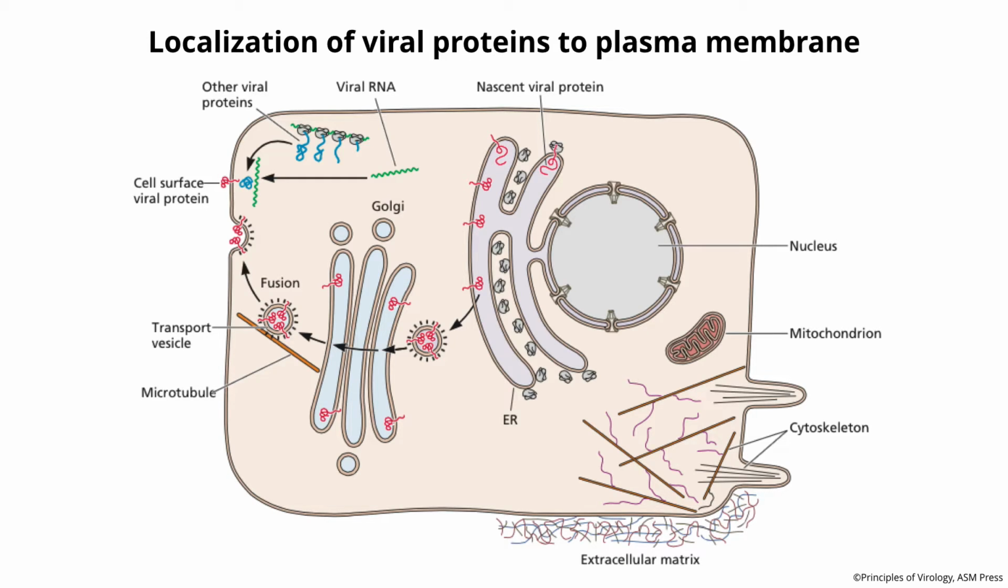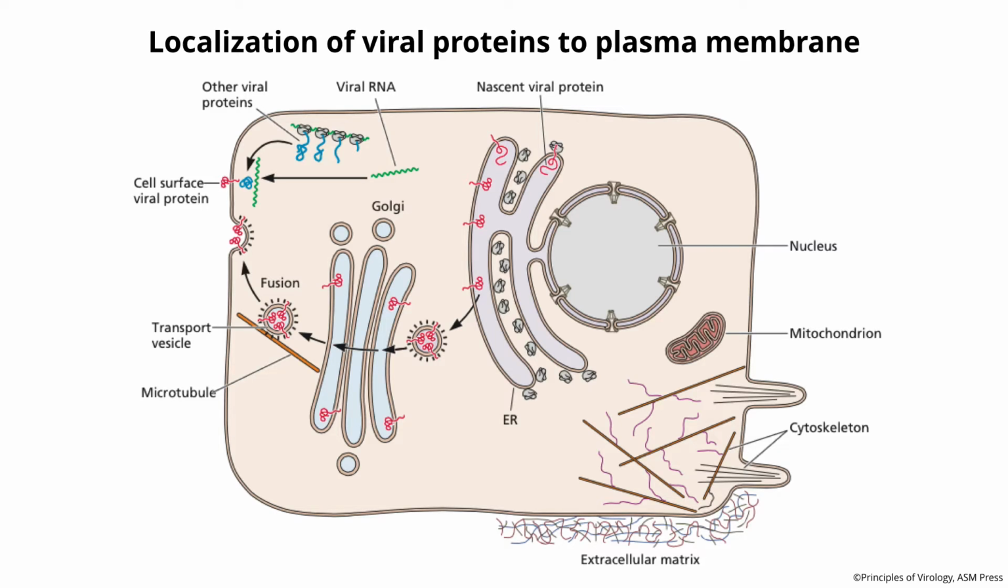So vesicles bud off of the ER containing the glycoprotein. They then fuse through the Golgi stacks, and then finally the last vesicle buds off of the last stack of the Golgi and moves up to the plasma membrane. And of course, that happens on a microtubule.